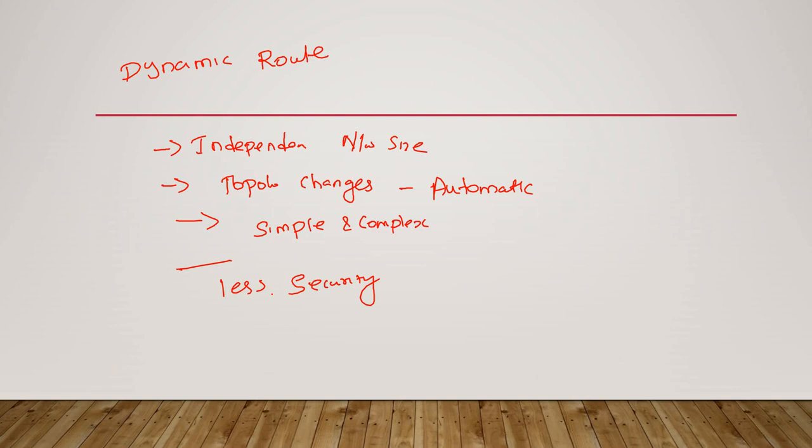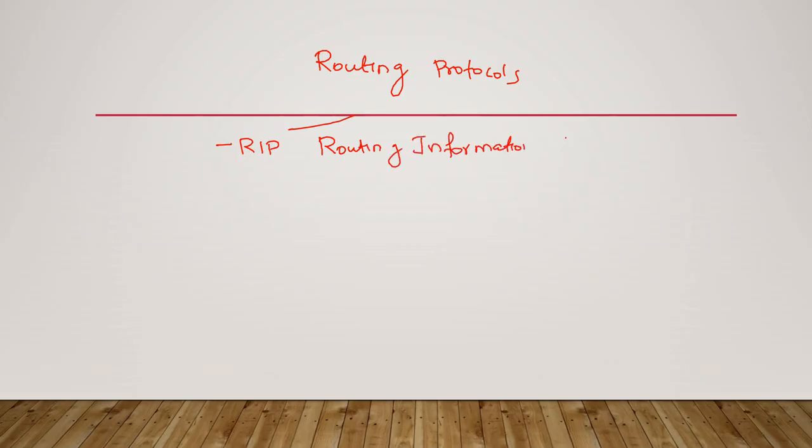Now what dynamic routing protocols are available? Basically, we have the RIP protocol, which is called the Routing Information Protocol.